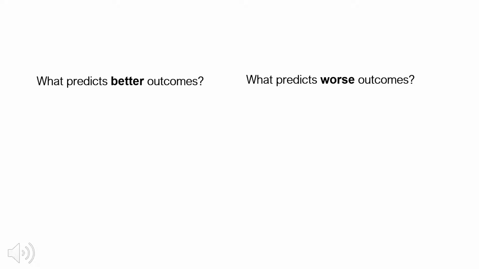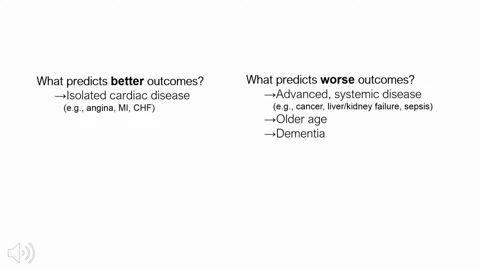To help patients understand the risks, benefits, and potential outcomes of CPR, it's also helpful to take into consideration the medical characteristics that predict a better or worse outcome for each individual patient. Generally, patients who experience cardiac arrest as a result of isolated cardiac disease, like chest pain or angina, a heart attack, heart failure, or valvular disease, tend to have better outcomes. On the other hand, patients with advanced stage systemic diseases like cancer, cirrhosis, end-stage renal failure, or sepsis, as well as patients who are older or have dementia, tend to have lower rates of survival from cardiac arrest.